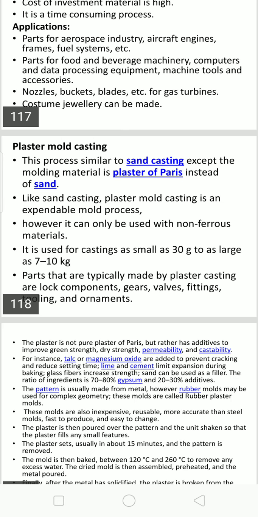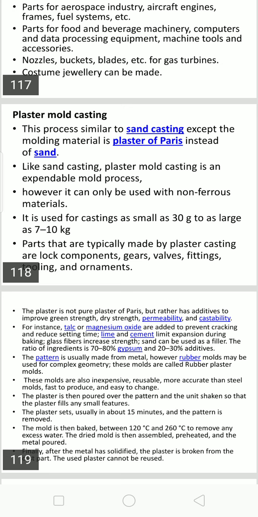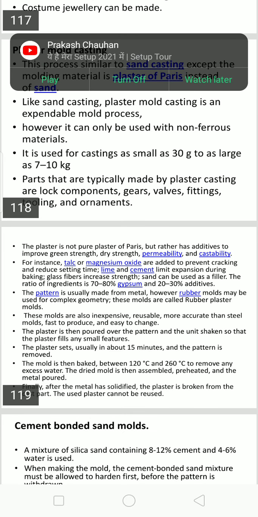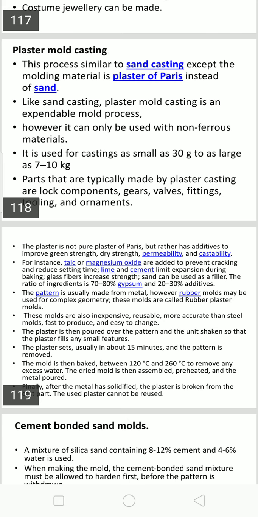It is used for castings as small as 30 grams to as large as 7 to 10 kg. Parts that are typically made by plaster casting are lock components, gears, valves, fittings, tooling and ornaments. The plaster is not pure plaster of Paris, but has additives to improve green strength, dry strength, permeability, and castability, based on the percentage of sand. For instance, talc or magnesium oxide are added to prevent cracking and reduce setting time.